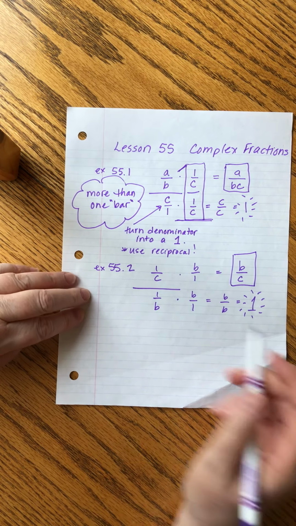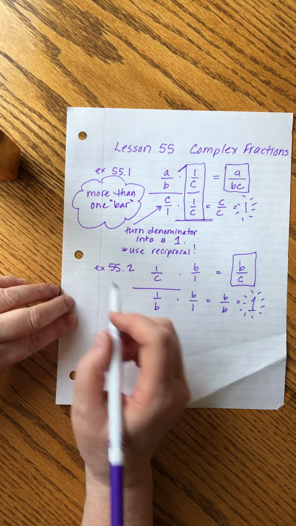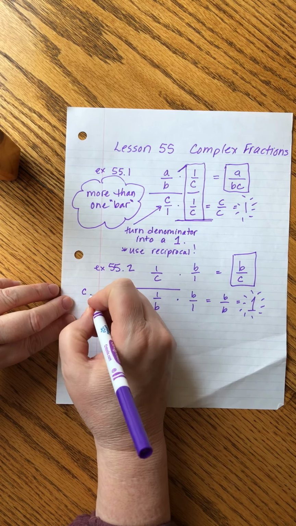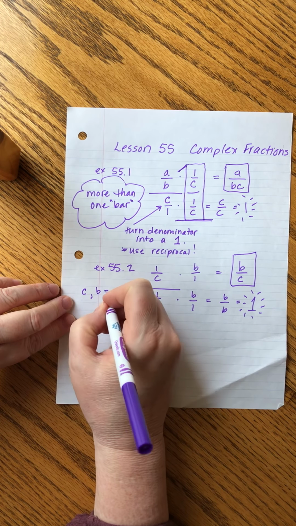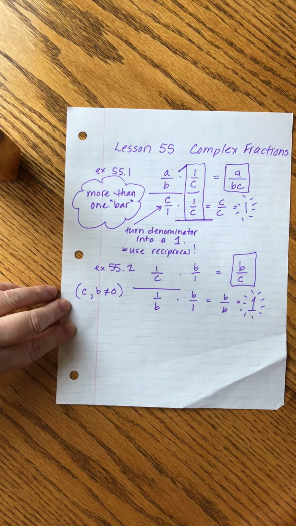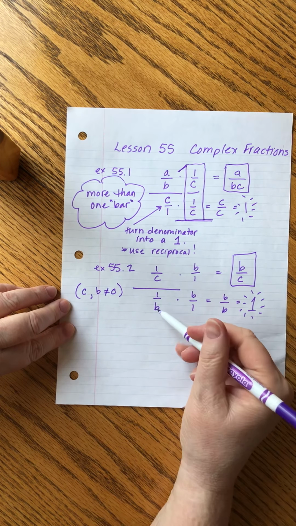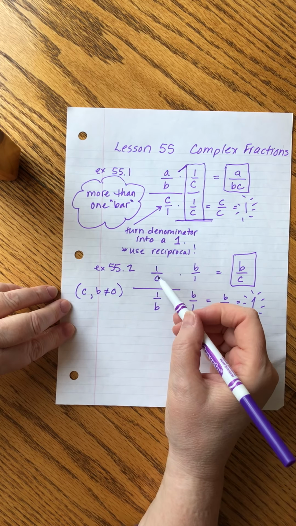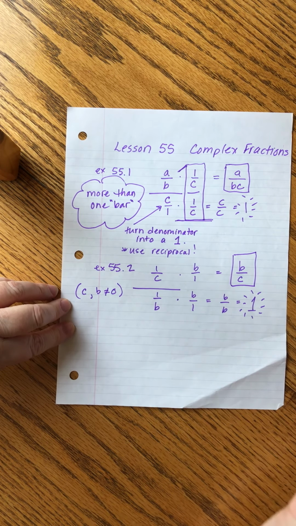Beautiful, right? Now, there's another thing that John always writes at the beginning of these problems. At this one, he wrote this: c and b are not equal to 0. Now, why did he write that? He wrote that because if this was 0 or this was 0, we would have denominators of 0 and the kingdom would implode. And we can't have that. We can't let that happen.